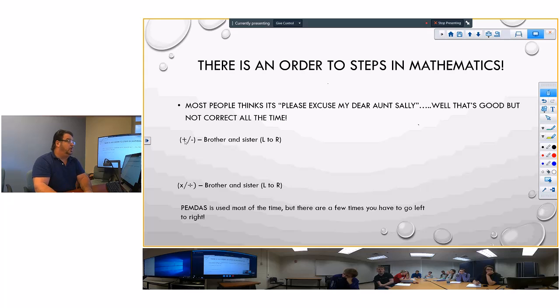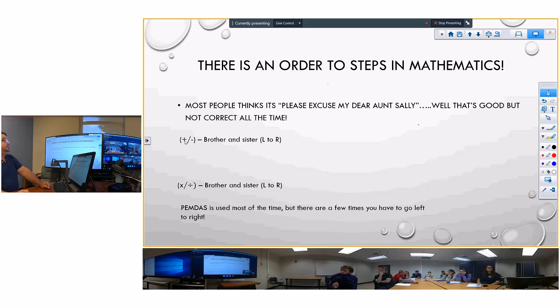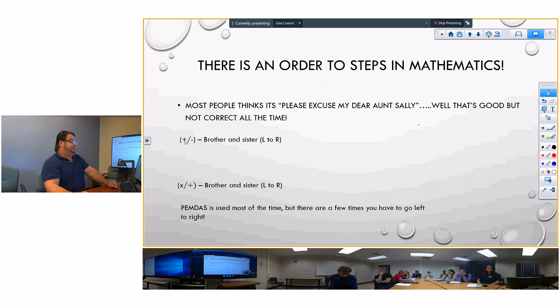People get this one wrong. 3 divided by 2 is 3 halves. 3 halves times 6 over 1 is equal to 3 times 6, well, you can cancel. There we go. It is 9. But if you do that any other way, let's see. Please excuse my dear Aunt Sally. 2 times 6 is 12. 3 divided by 12 is 3/12. So that'd be 1/4. Somebody's wrong, and I'm not, because that's the way you're supposed to do mathematical sentences when you have brother and sister.